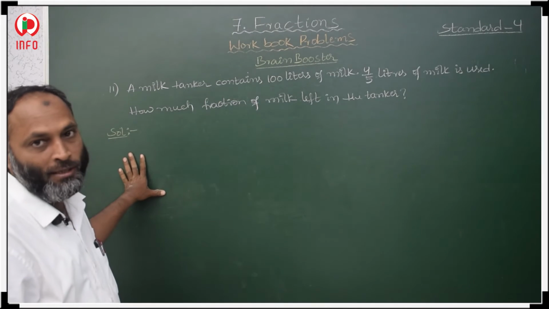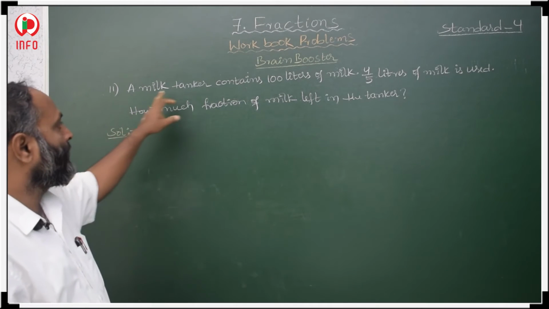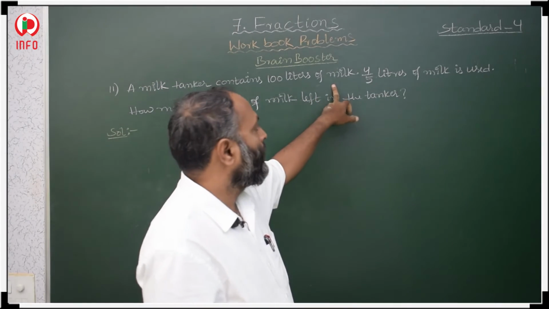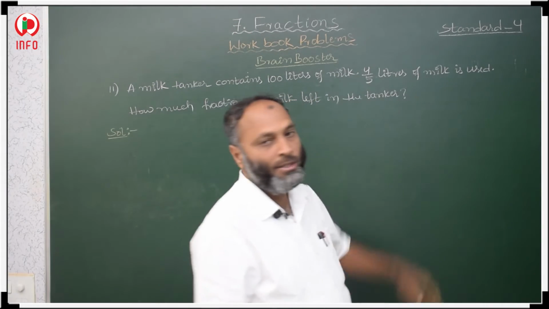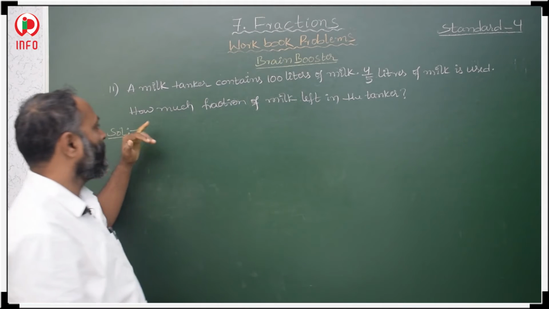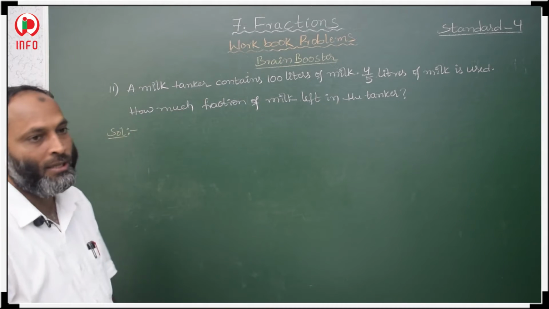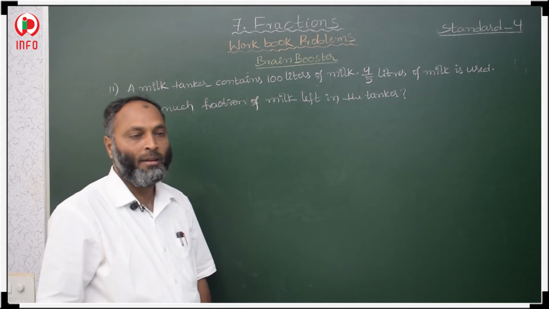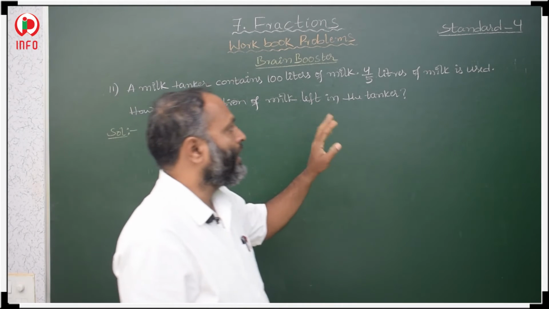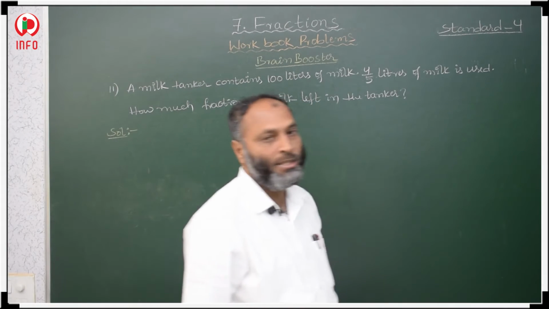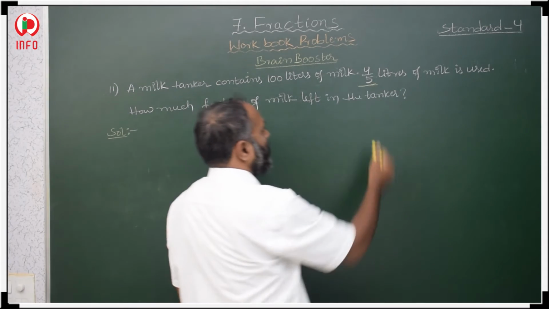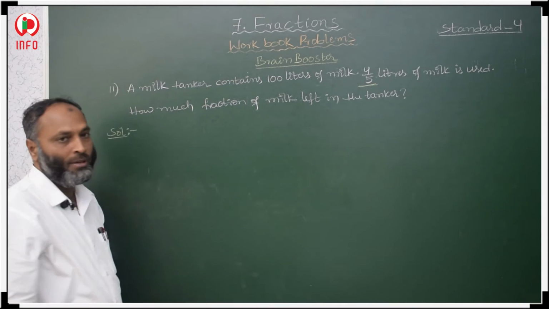Now here, next word problem C. A milk tanker contains 100 liters of milk. 4 by 5 liters of milk is used. Then what fraction of milk is left in the tanker? So how many liters of milk are there in total? 100 liters of milk. Of that, 4 by 5 liters of milk is used. So this much fraction is used. Then what fraction of the milk is left here?